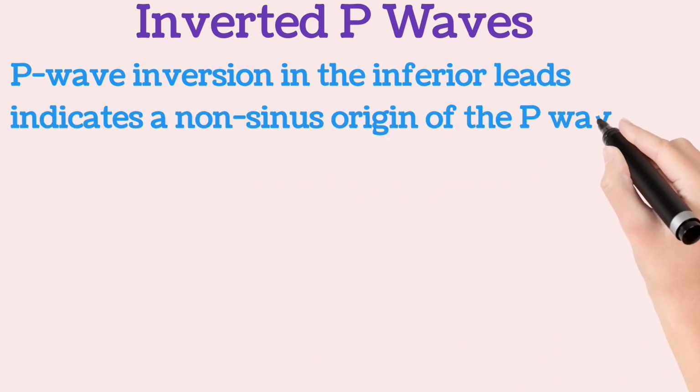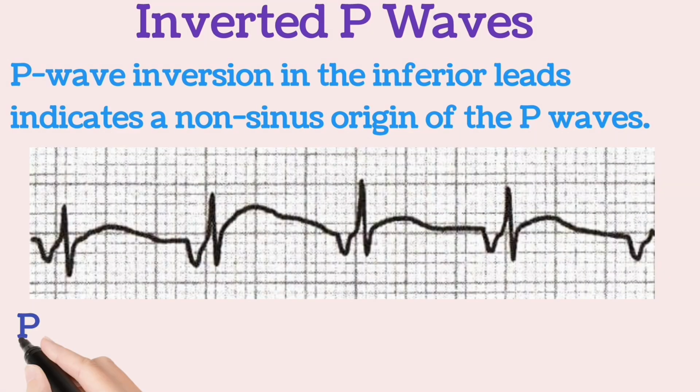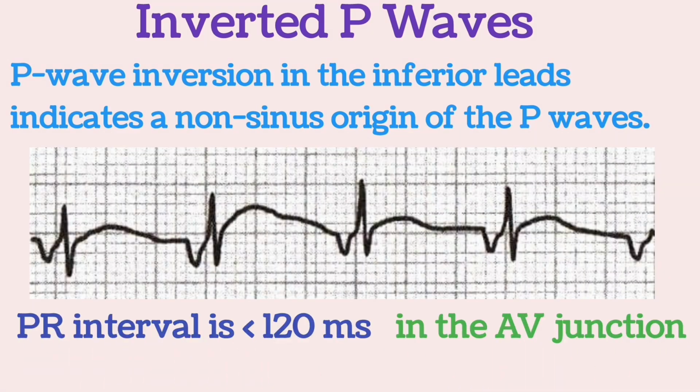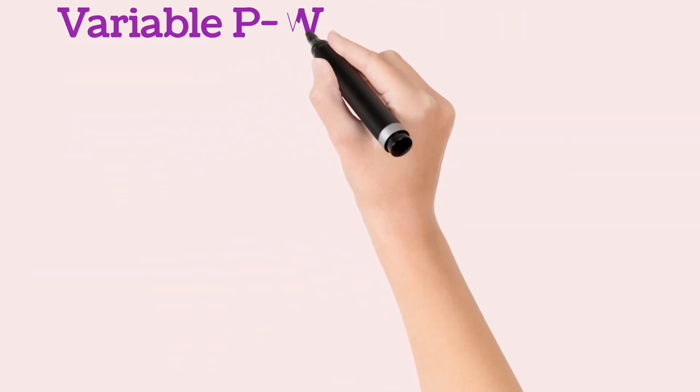Inverted P wave. P wave inversion is seen in ectopic atrial and junctional rhythm. P wave inversion in the inferior leads indicates a non-sinus origin of the P wave. When the PR interval is less than 120 millisecond, the origin is at the AV junction. When the PR interval is greater than or equal to 120 millisecond, the origin is within the atria, which denotes the ectopic atrial rhythm.